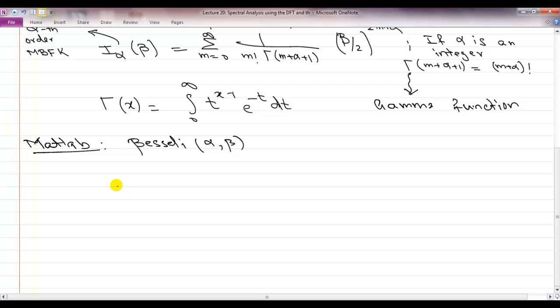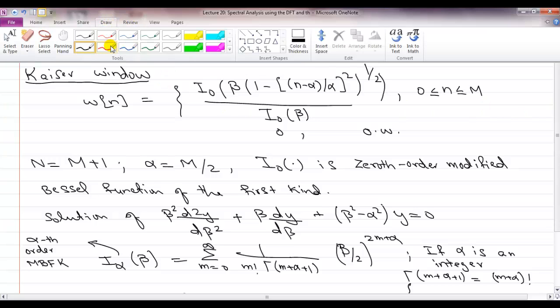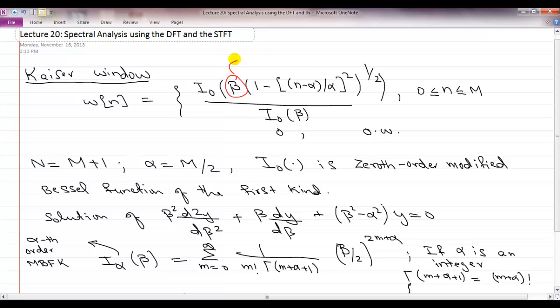But the Kaiser window effectively is given by two parameters. One parameter is this beta, and the other parameter is of course this m, which is simply related to the length. Every other window is described by one parameter, that parameter being the length of the window. You determine the length of the window, and it helps you figure out what will be the main lobe width and the peak side lobes. In the case of the Kaiser window, you are given two parameters, and by adjusting them, you get a trade-off between the side lobe heights and the main lobe width.